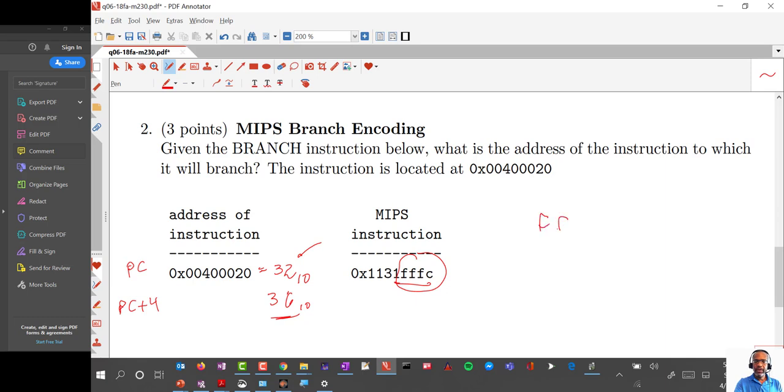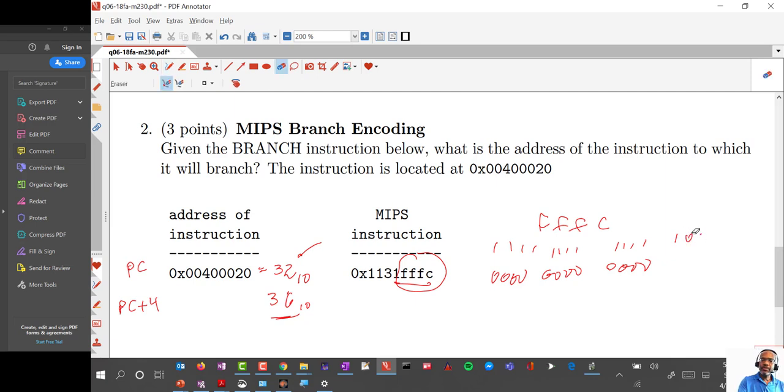The value is FFFC. So it's 2's complement notation, and what I'm going to do is convert it. It's 16 bits, so it's going to be many ones, and once you flip them, they will be zeros. 1, 2, 3, 4, 1, 2, 3, 4, 1, 2, 3, 4. And then the last one is a 12, so that's an 8 and a 4.